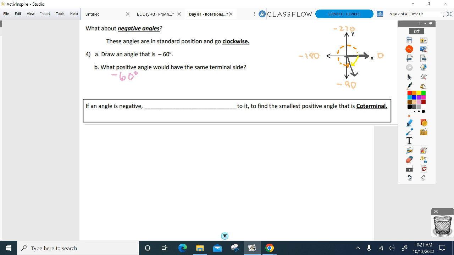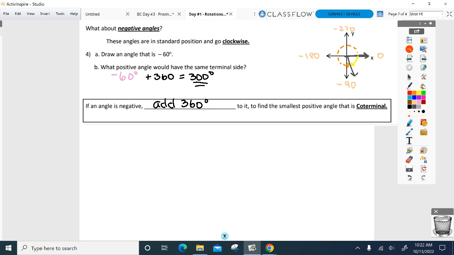How can I get there, though? What can I do to negative 60 to get to 300 pretty quickly? Add 360. Yep. Good job. So if I ever want an angle's equivalent, I add 360 to it. So if an angle is negative, add 360 to find the positive version.